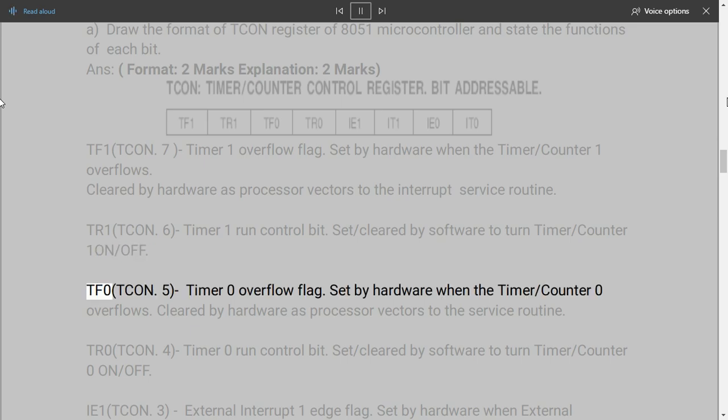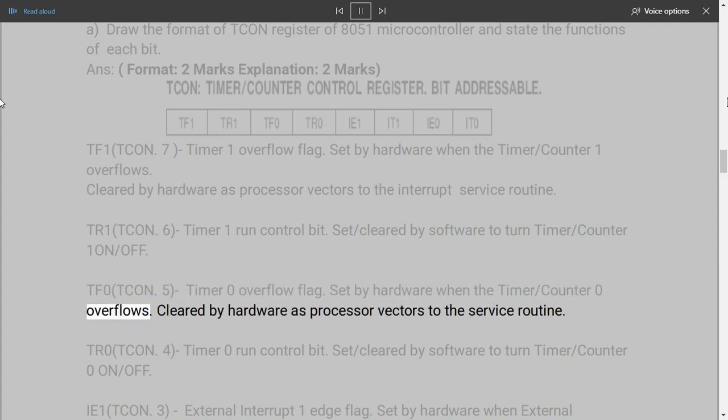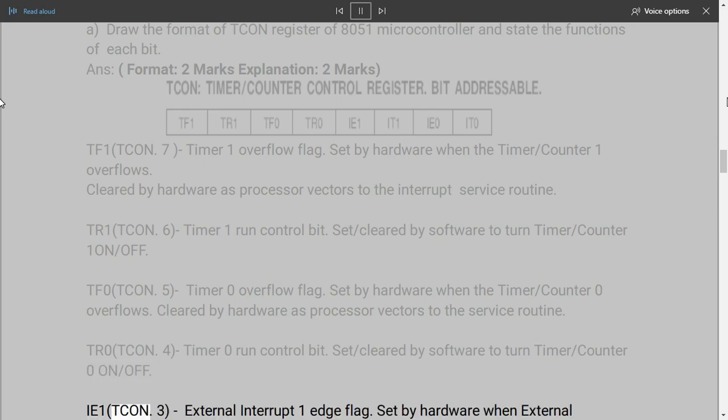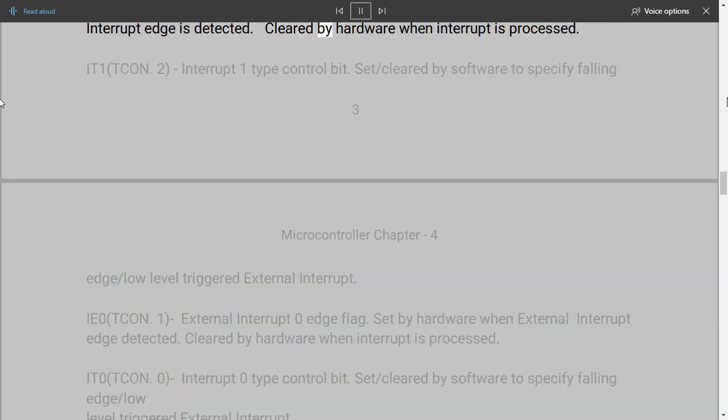TF0, TCON.5, Timer 0 Overflow Flag. Set by hardware when timer/counter 0 overflows. Cleared by hardware as the processor vectors to the service routine. TR0, TCON.4, Timer 0 Run Control Bit. Set/cleared by software to turn timer/counter 0 on/off. IE1, TCON.3, External Interrupt 1 Edge Flag. Set by hardware when external interrupt edge is detected. Cleared by hardware when interrupt is processed.